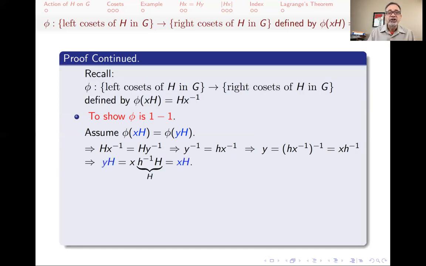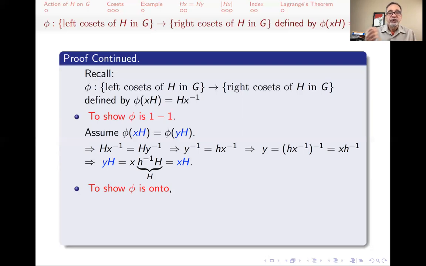But then yh is going to be x h inverse times H, because x h inverse is y. And then again, h inverse times H is H itself. And so yh equals xh, and I've proved to you that the map is one-to-one. I also have to show you that the map is onto, and that's the end of this lecture.